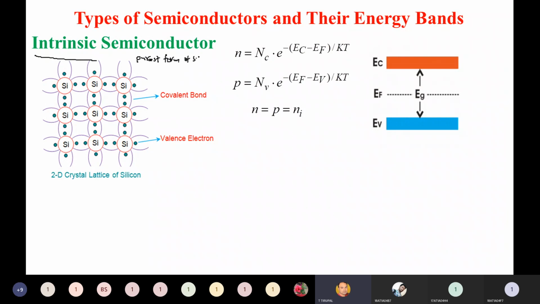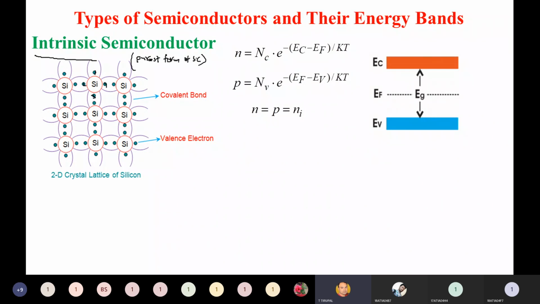The purest form of semiconductor is called an intrinsic semiconductor. Suppose you take a silicon crystal or germanium crystal. See here, in the outermost orbit of a silicon atom I have 4 electrons because it is a tetravalent atom. So 1, 2, 3, 4. This is the first electron, second electron, third electron, fourth electron. Likewise, I have taken the complete silicon crystal.